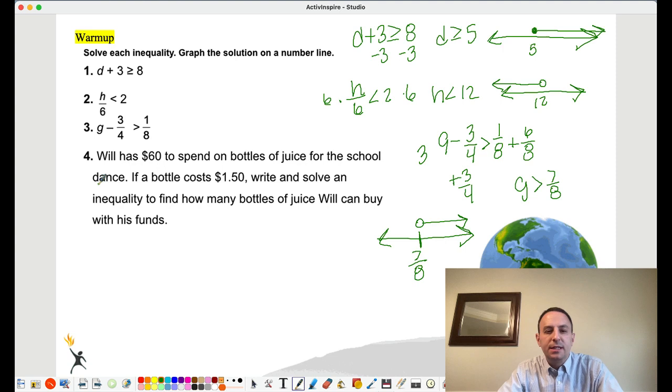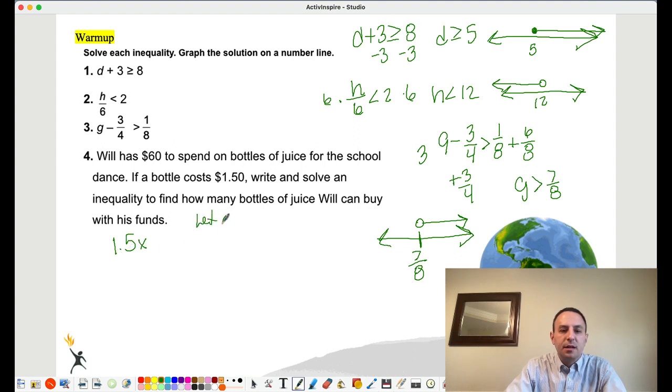The last problem is: Will has $60 to spend on bottles of juice at school. If a bottle costs $1.50, write and solve an inequality to find out how many juice bottles he could have. So your first set would be 1.5 times x. Again, we'll say let x equal juice bottles, but you could put whatever letter you want on this one. I need it to be less than $60. It can include $60, so we can have that under the sign. So we divide everything by 1.5.